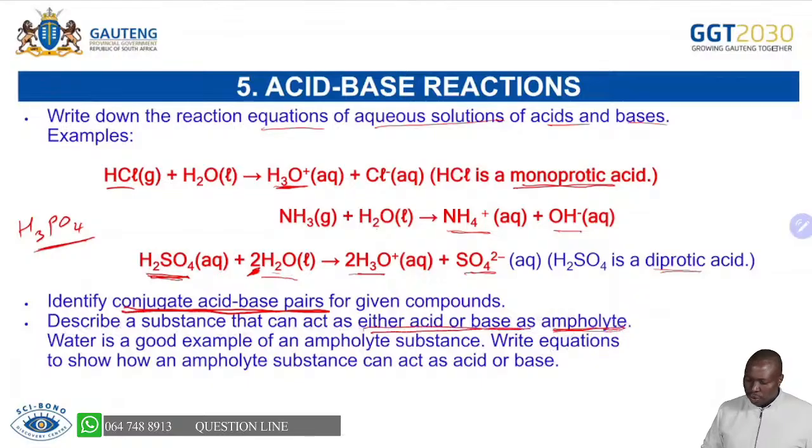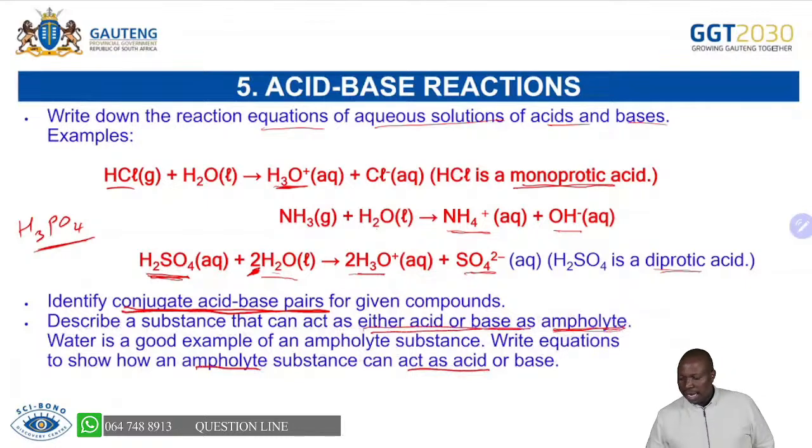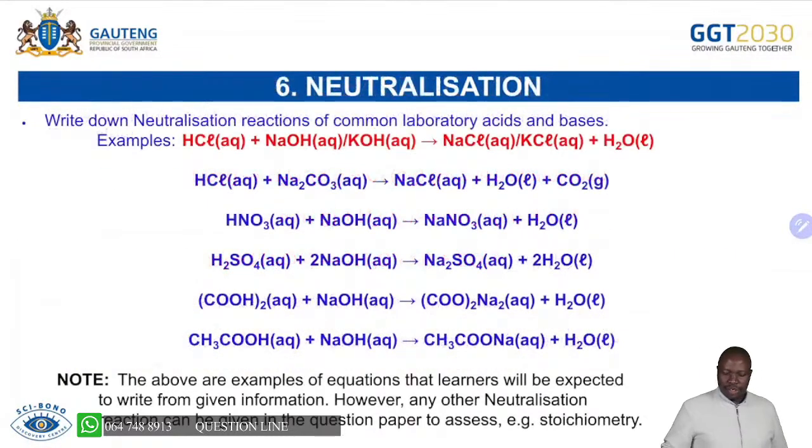So you must be able to write an equation to show how an ampholyte substance can act as an acid or a base. We'll show you that as we move on with our equations. Now we'll deal with neutralization. Remember, neutralization is a reaction of an acid and a base, when an acid reacts with a base to form salt and water.